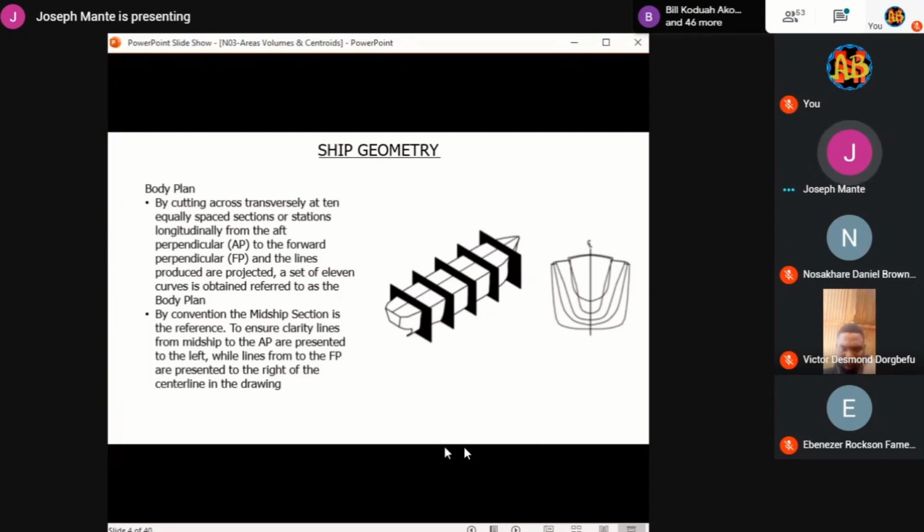So we say by convention, the midship section is the reference to ensure clarity. Lines from midship to the aft are presented to the left, while lines from the forward are presented to the right of the center line in the drawing. So as it's been there, we have to have the midship. So when you have the midship, then you can divide them to the aft. When you have the midship, you can divide to the fore. So basically, this is what a body plan is. I hope I'm clear.